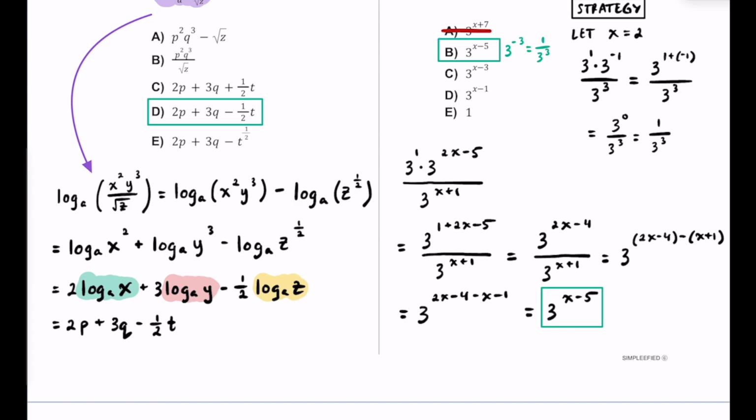All right, so there you have 4 different practice problems covering some concepts from Algebra 2 that you might have needed to brush up on a little bit just to get ready for the ACT or SAT.